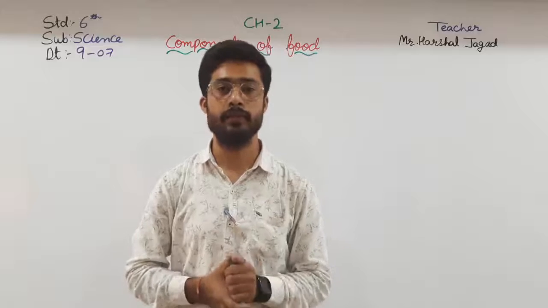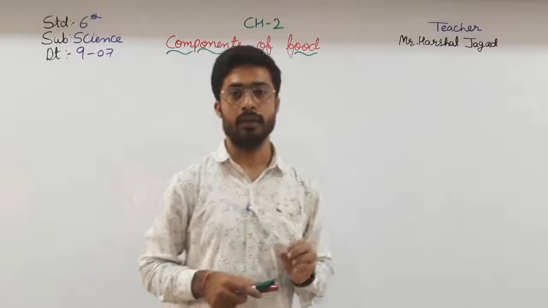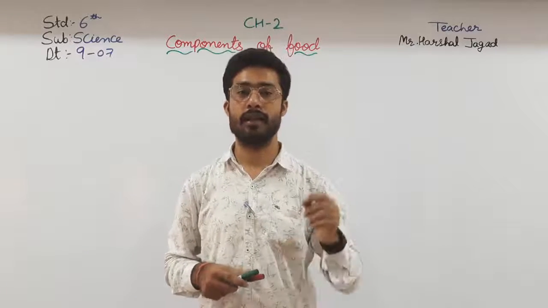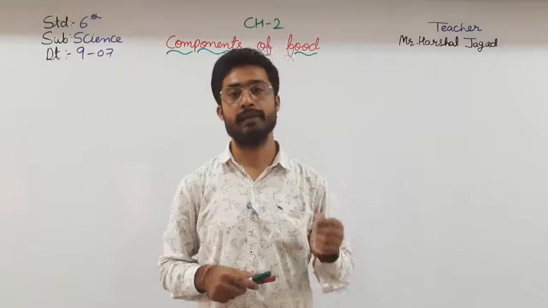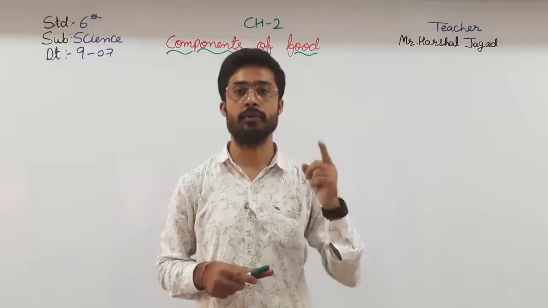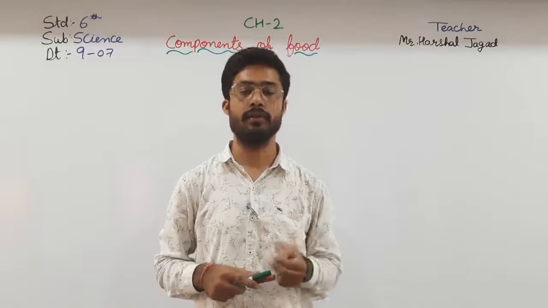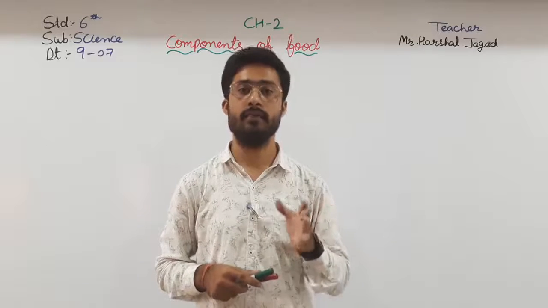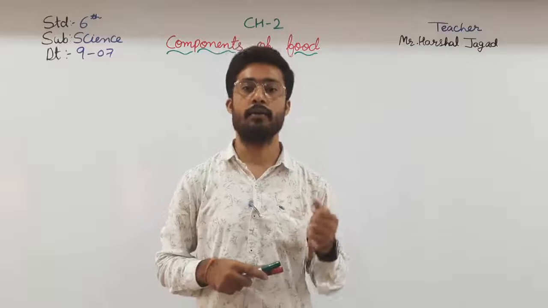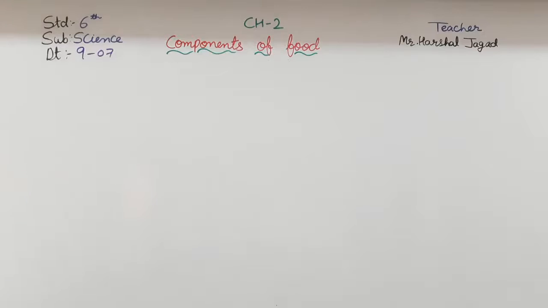In the previous videos we have been going through chapter number 2, that is components of food. First we talked about carbohydrates, and in that we saw two types, sugar and starch. Then we saw fats, and in that also two types: solid at room temperature, that is butter, and liquid at room temperature, that is vegetable oil. And then we saw the proteins in the previous video.